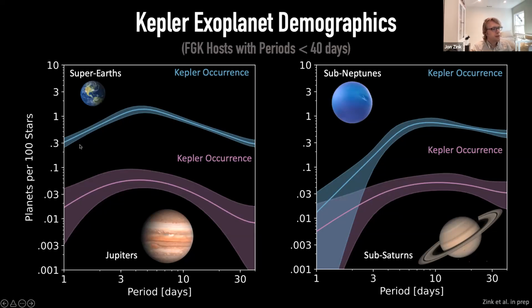Now, digging in a little deeper, we'll notice there's a few kinks in here. There appears to be a kink in the super-Earths and sub-Neptunes at roughly 7 to 10-ish days.